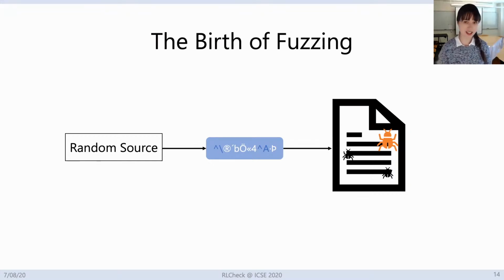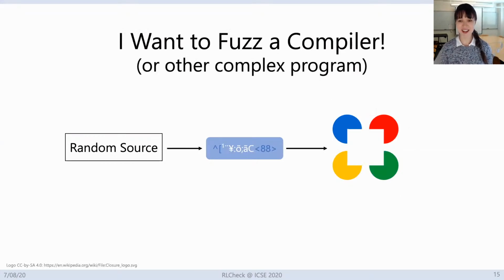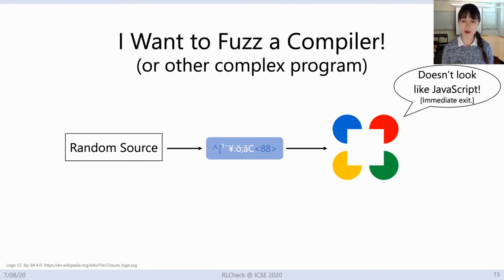Now, in the 30 years since 1990, this is no longer very effective at finding bugs in complex programs like, say, the Google Closure compiler, which expects JavaScript as inputs. Because regardless of your opinions of JavaScript, if you just send this compiler pure random garbage characters that look nothing like JavaScript, the compiler can see that, and it'll just return early, and you won't have any very interesting inputs being generated and no interesting bugs being found.